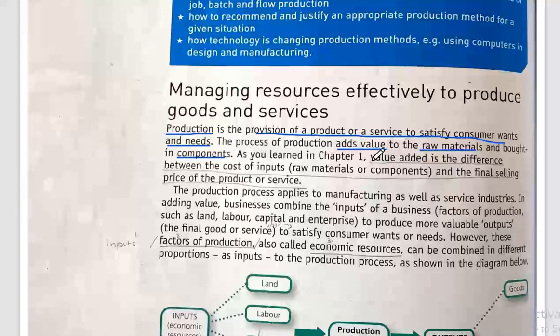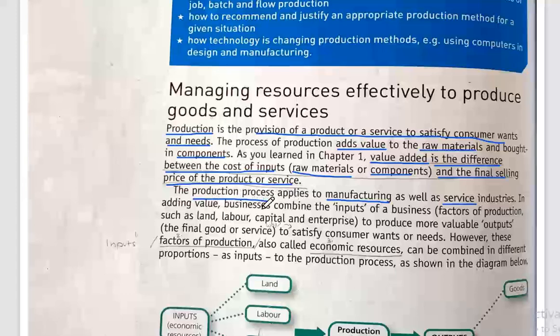We know in chapter 1 we discussed what added value is. Added value, as a definition, is the difference between the cost of inputs, which are raw material and components, and the final selling price of the product or service. So it's the difference between the price and the cost of inputs, the things that I will be using in my production process. The production process applies to manufacturing as well as the service industry. So whether I'm producing goods or providing services, I need a production process.